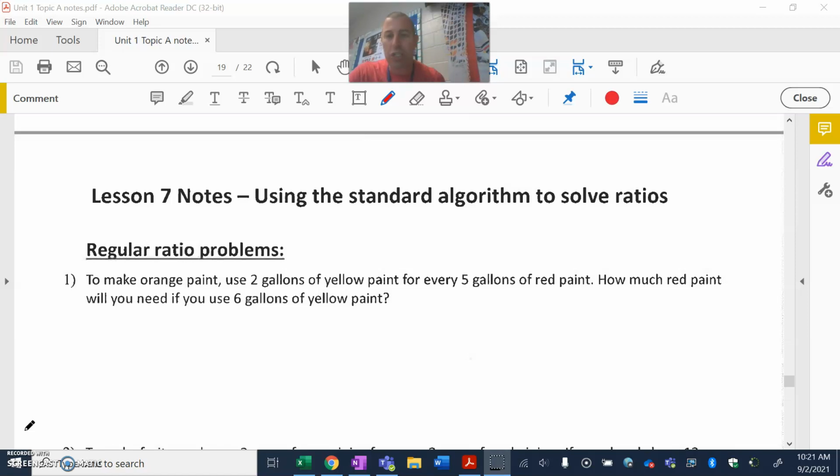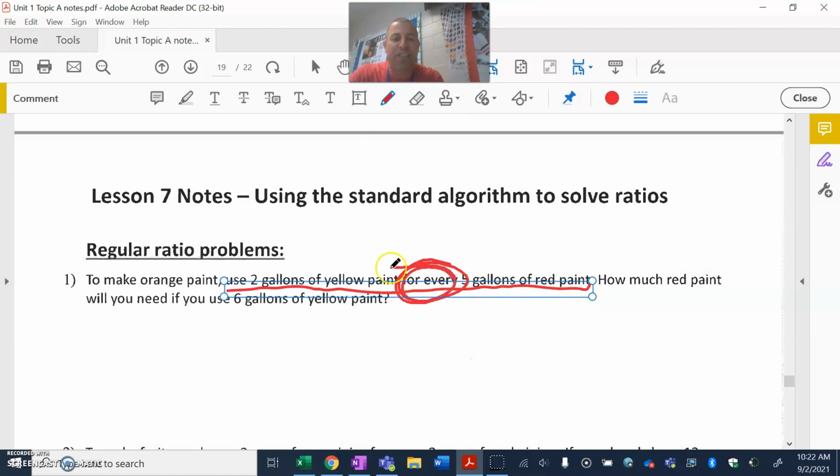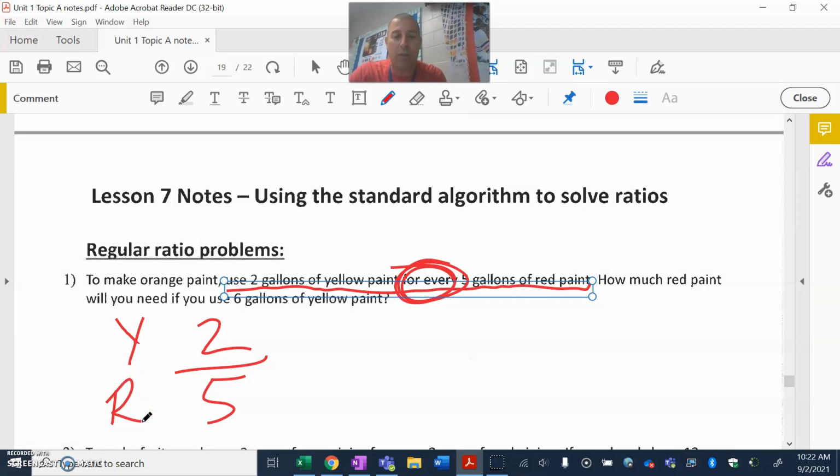So to make orange paint, use 2 gallons of yellow paint for every 5 gallons. There's that phrase, for every. That means there's a ratio that's there. So I'm going to put down my 2. I'm going to put down my 5. The other thing I'm going to do here is label. Now, we used the label before with the tape diagram, so we're going to label with our ratios now. 2 what? Oh, yellow. 5 what? Ooh, red. And again, I'm just going on through, all right? Reading on through.